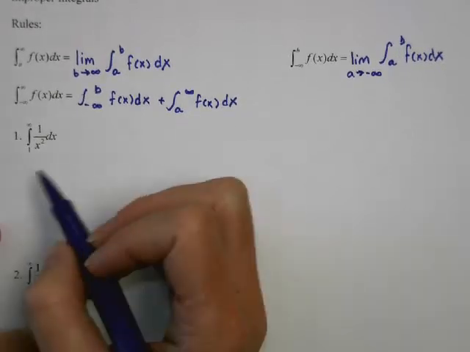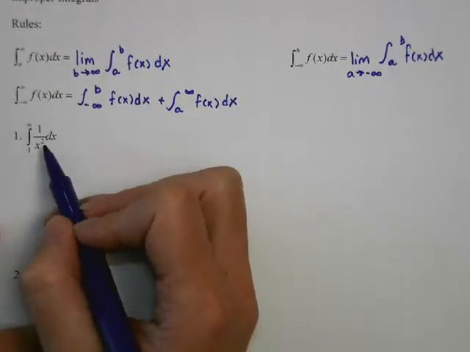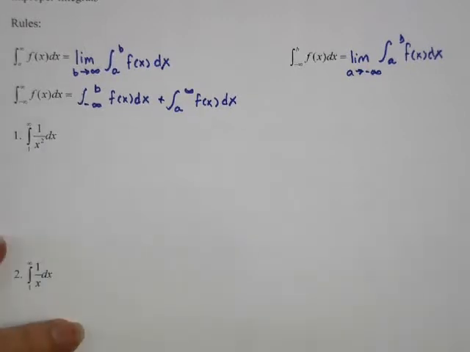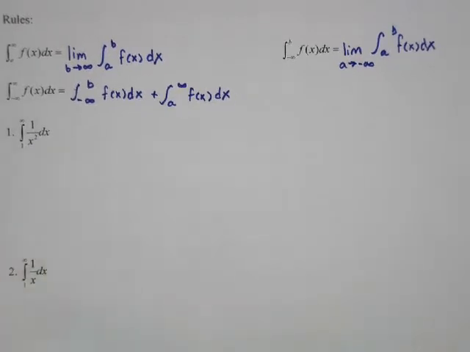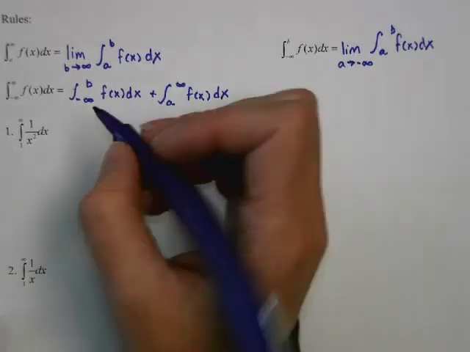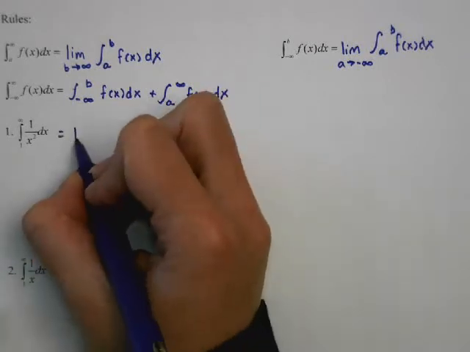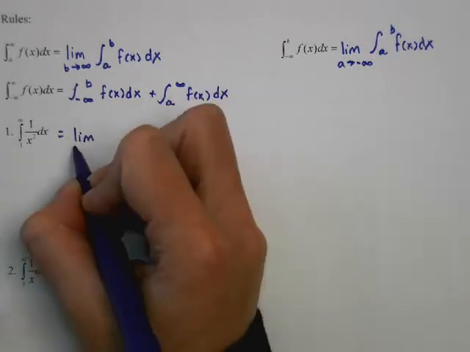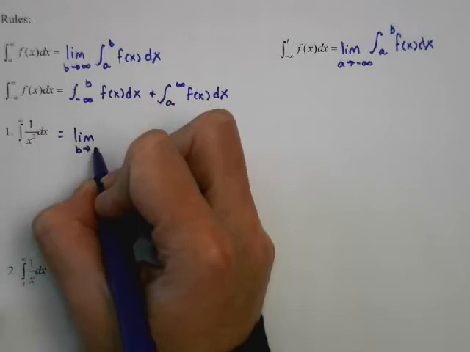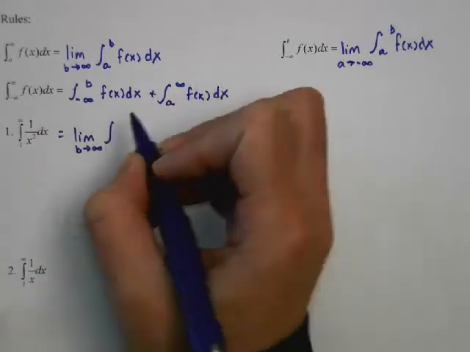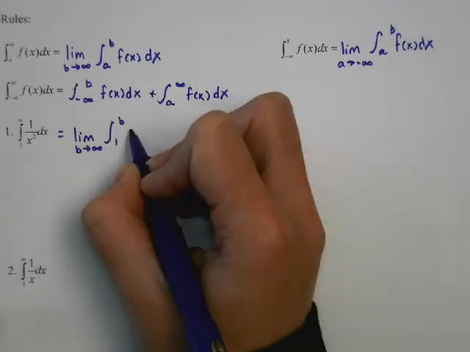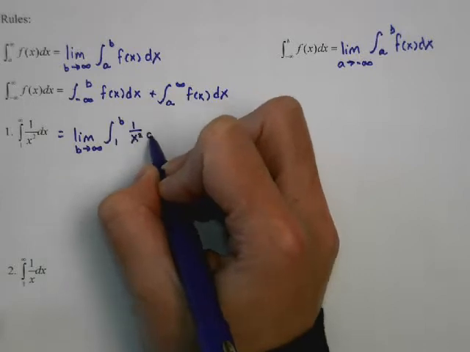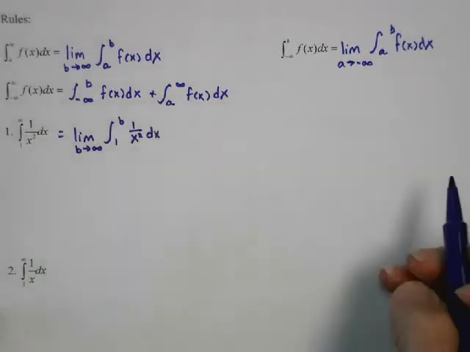Okay, so let's do an example. We have the integral from 1 to infinity of 1 over x squared. Now this might have a value. It may also be infinite. If that's the case, we call it a divergent integral. So this is going to be the limit as b goes to infinity of the integral from 1 to b of 1 over x squared dx.